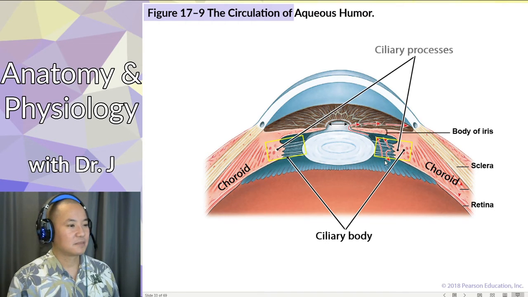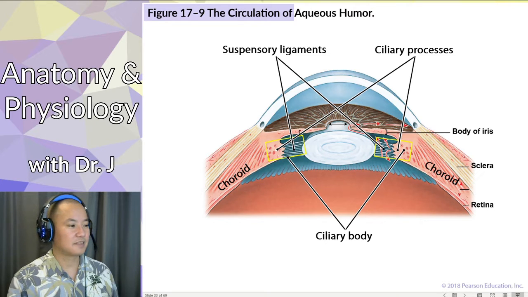So what are these projections? These are called ciliary processes. And then what we have here are suspensory ligaments. They're these little protein fibers that help to keep your lens in place. So what we're actually seeing here is a cross section. It's not just like a simple flat bridge right here. And what we have here is the lens.